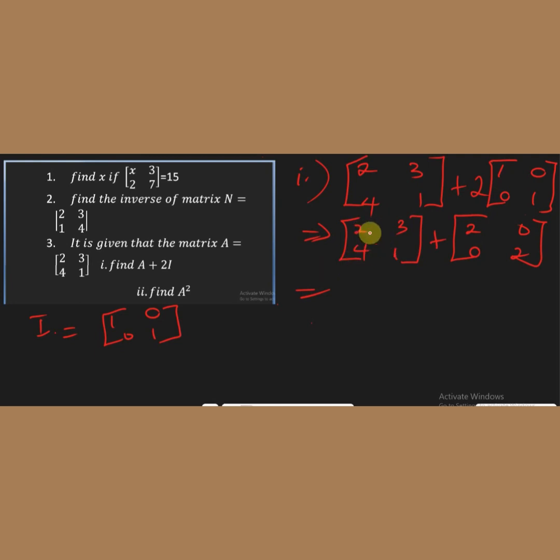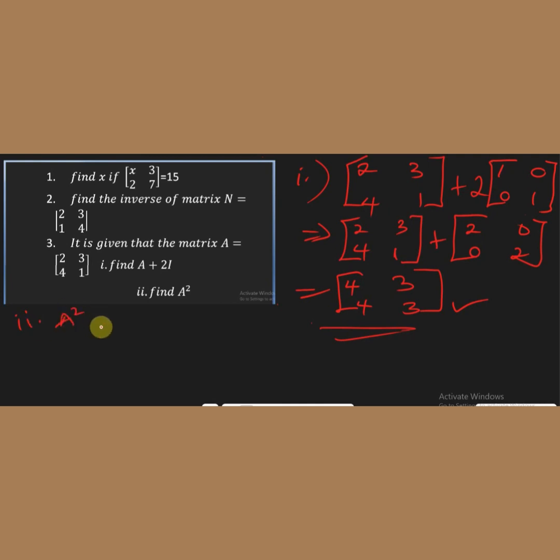So this is going to be 2 plus 2, that will give me 4. Then 3 plus 0, that is going to give me 3. Then 4 plus 0, that is going to give me 4. 1 plus 2, that is going to give me 3. So this is for the first one. Now for the second one, the question says find A squared.